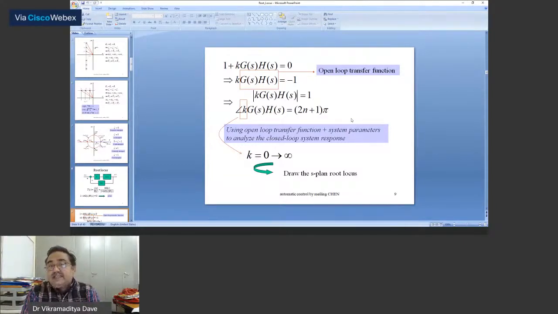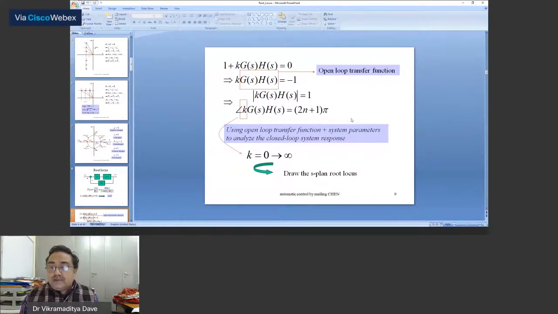First of all, this KG(s)H(s) is nothing but the open loop transfer function. I have already told you in the chapter on error analysis that the product of G(s) and H(s) is the open loop transfer function, and with its help we determine the type of the system. So again, I am reiterating: the magnitude of KG(s)H(s) is equal to 1, and the angle comes out to be (2n+1)π. You have to keep this in mind, as these properties will be useful in solving the root locus.